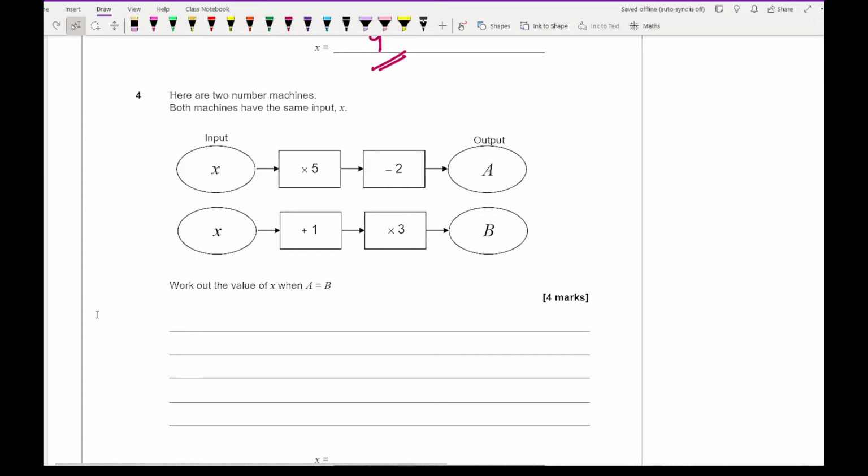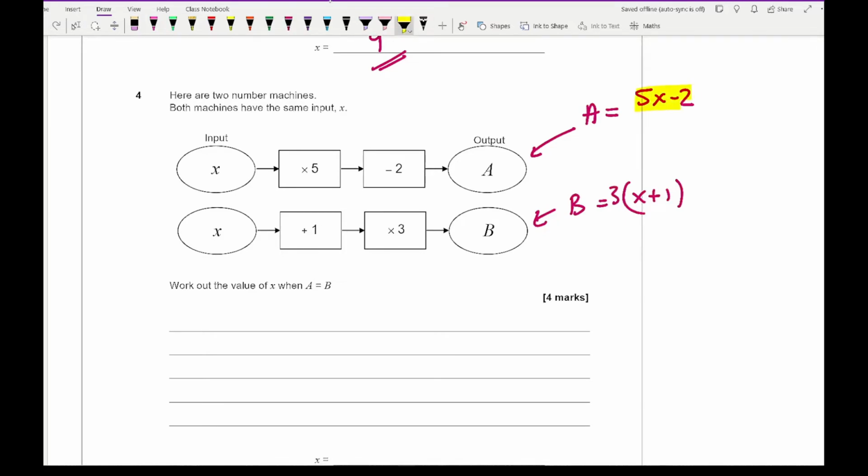Both machines have the same input of x. Work out the value of x when a equals b. So what we need to do here is rewrite these function machines using algebra. So here we get a equals 5x minus 2, and b equals x plus 1 multiplied by 3. So this is what the two function machines actually look like.